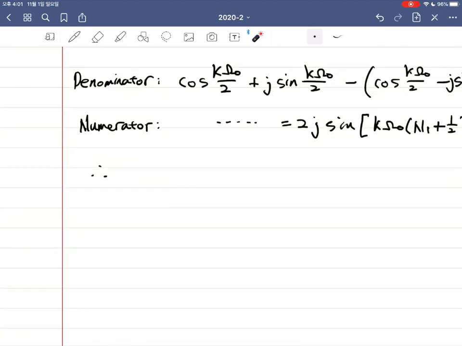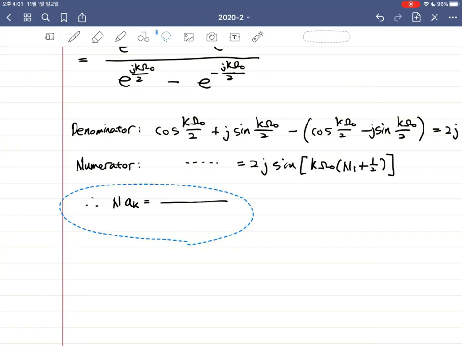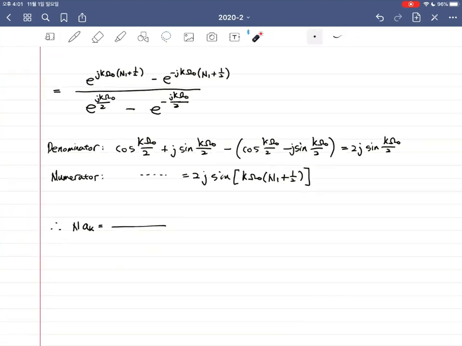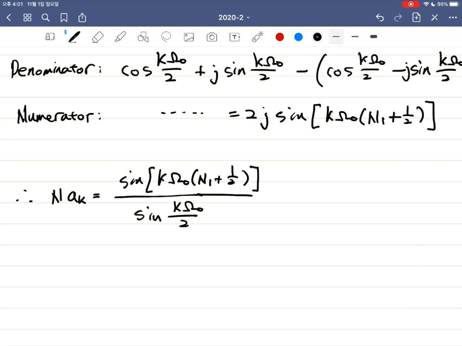Therefore, I can say N times AK is, what's it going to be? We have this stuff on the bottom and this stuff on the top, and the 2j cancels each other. So we will have sine of k omega 0 times n1 plus 1/2 over sine of k omega 0 over 2, like this.